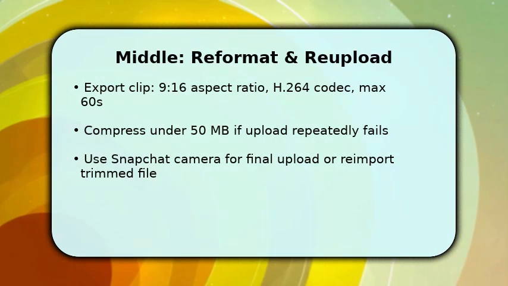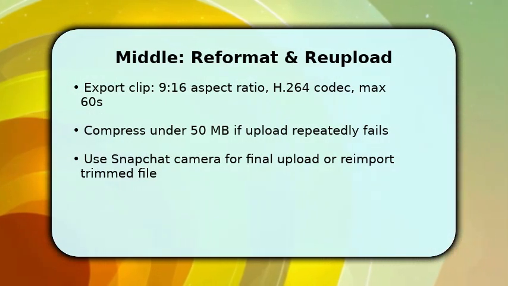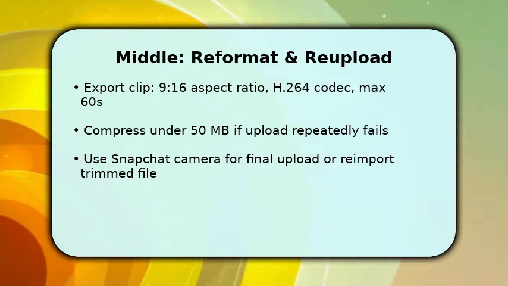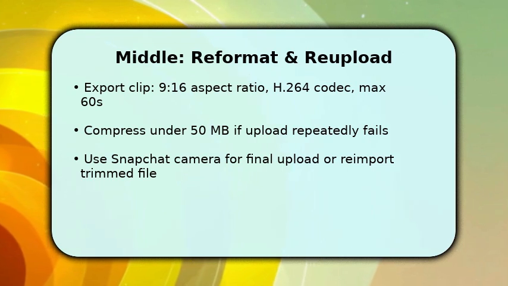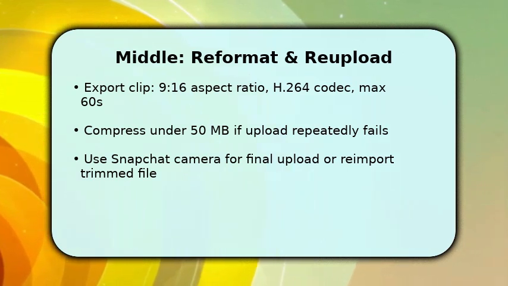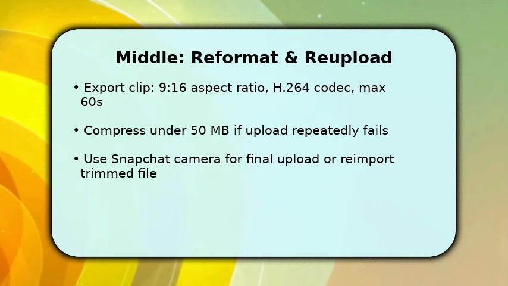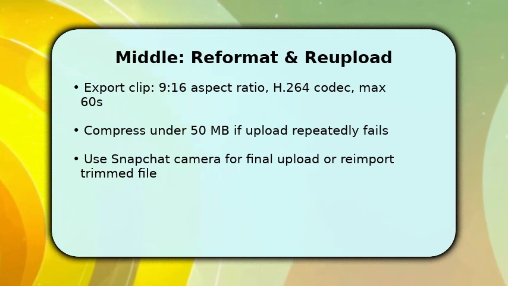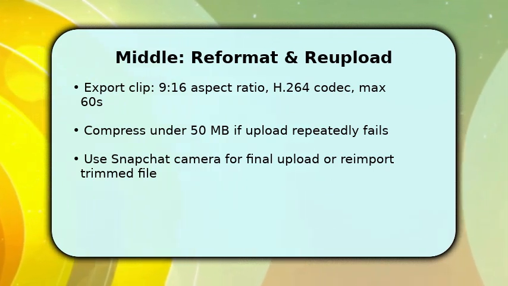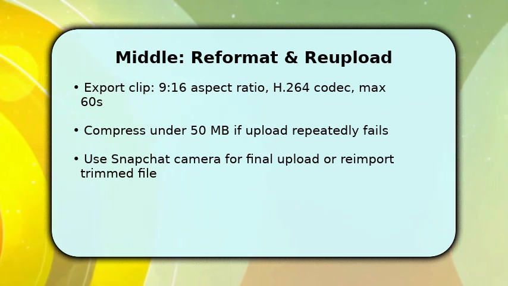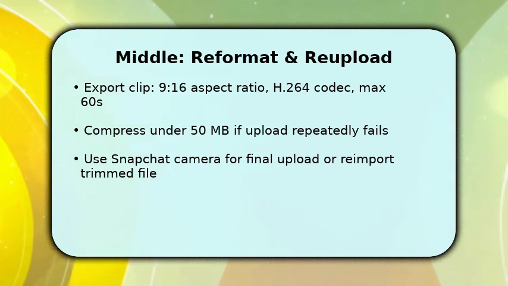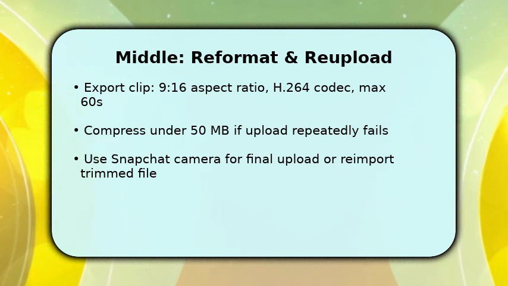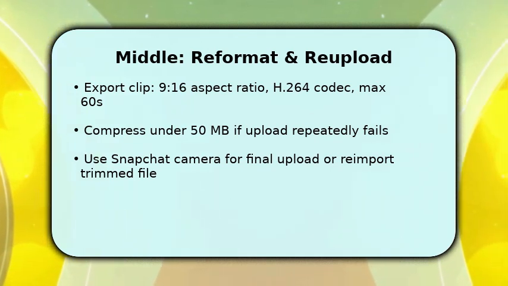handshake. Now you'll handle the technical middle steps, reformat and reupload. Convert your video to the vertical 9:16 frame and encode with H.264 so Snapchat recognizes it reliably. This is why many third-party edits fail. Trim to under 60 seconds and compress if the file exceeds 50 MB to avoid network timeouts. Then either upload from Snapchat's camera roll import or record final touches in the app. Using the native camera often bypasses compatibility issues and guarantees Spotlight processing.